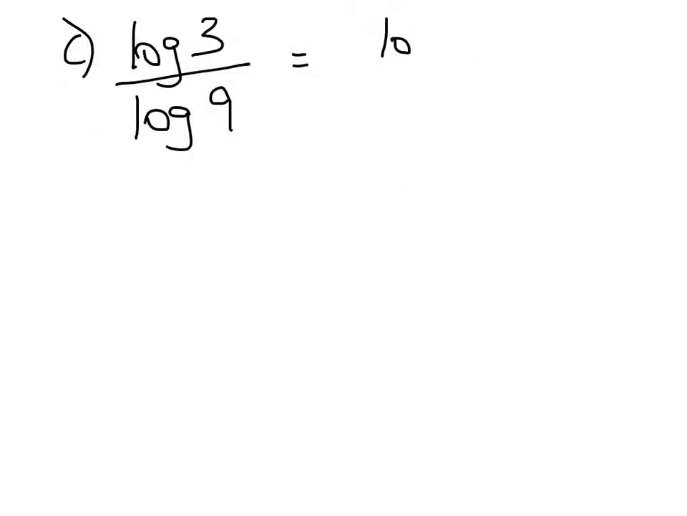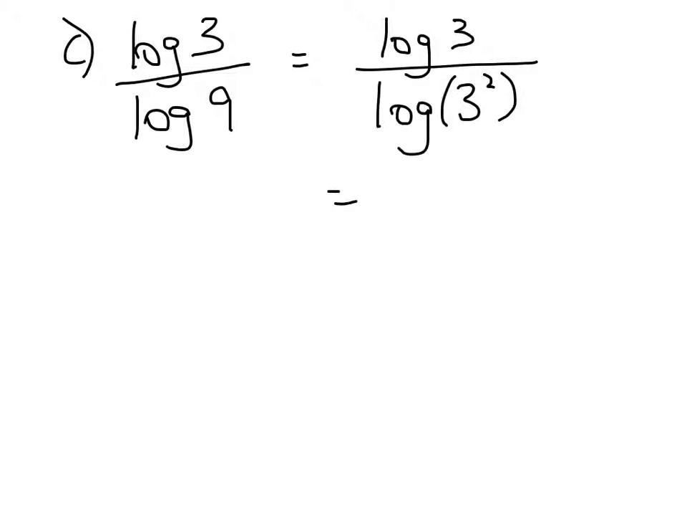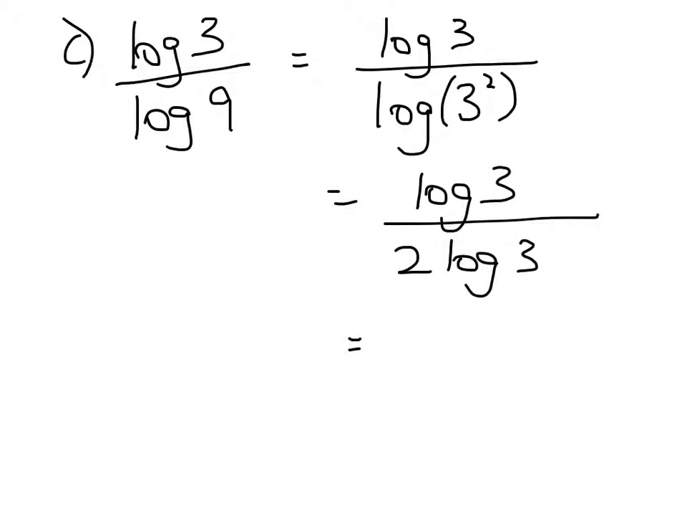Right, next question. Log of 3 over log of 9 equals, well, we have to have a think about this one. So the log of 9 is equal to the log of 3 squared. So we're going to apply our power rule here. We've got 2 log 3 in the denominator. The numerator is 1 log 3, so we can divide top and bottom by log 3 and we're left with just 1/2.